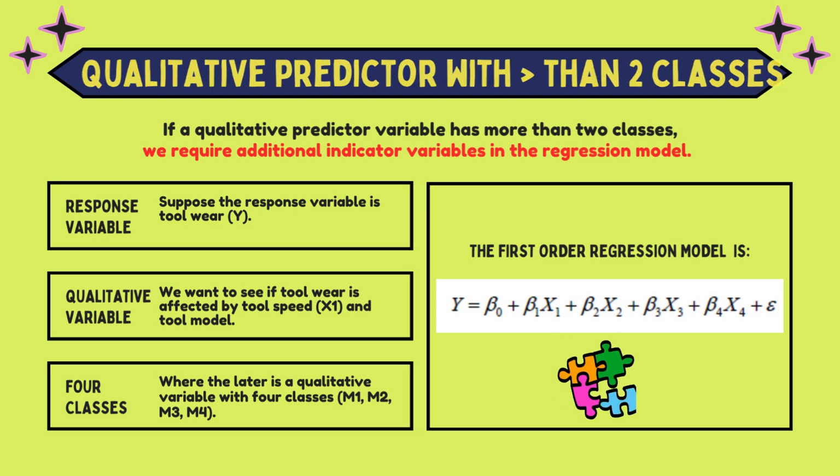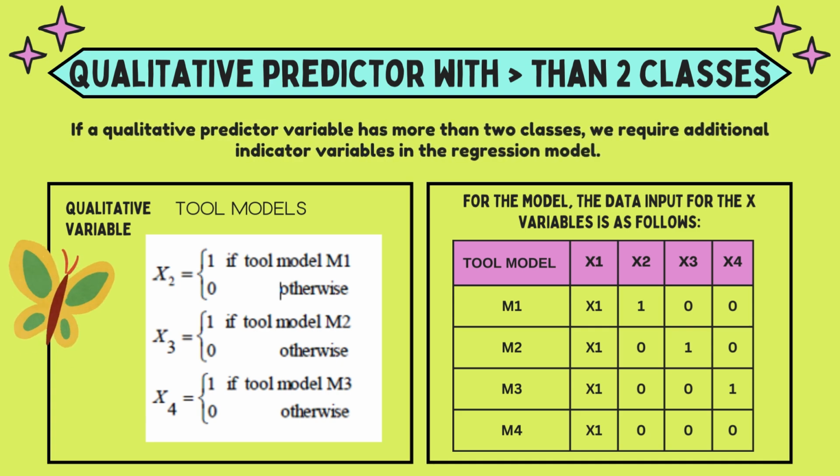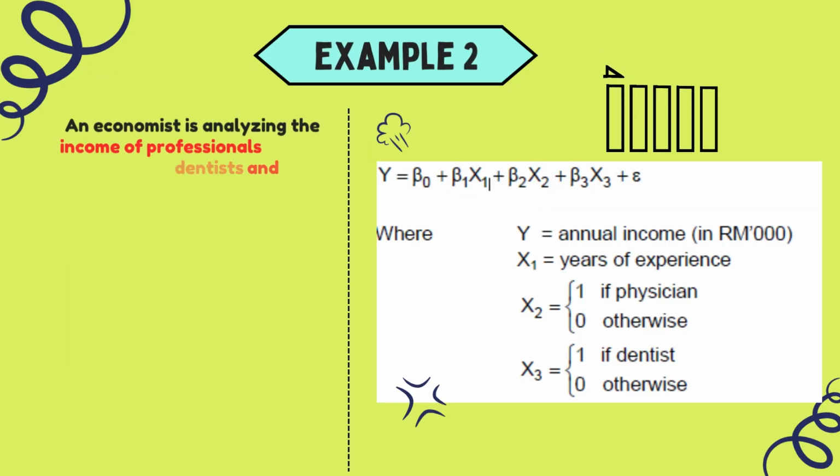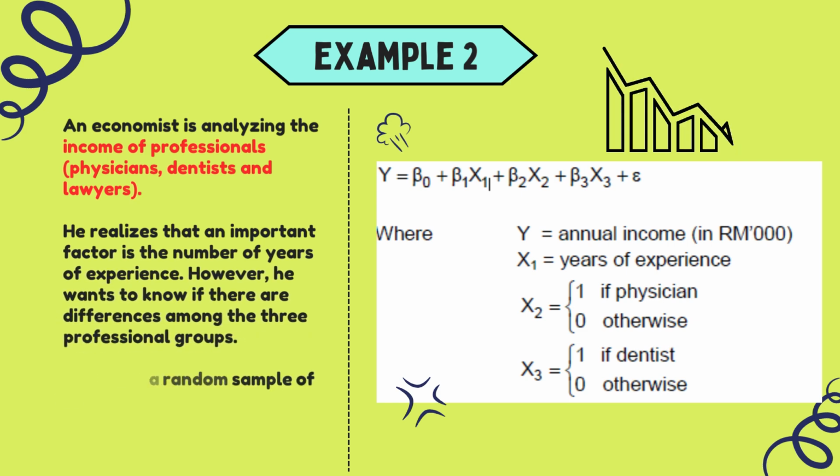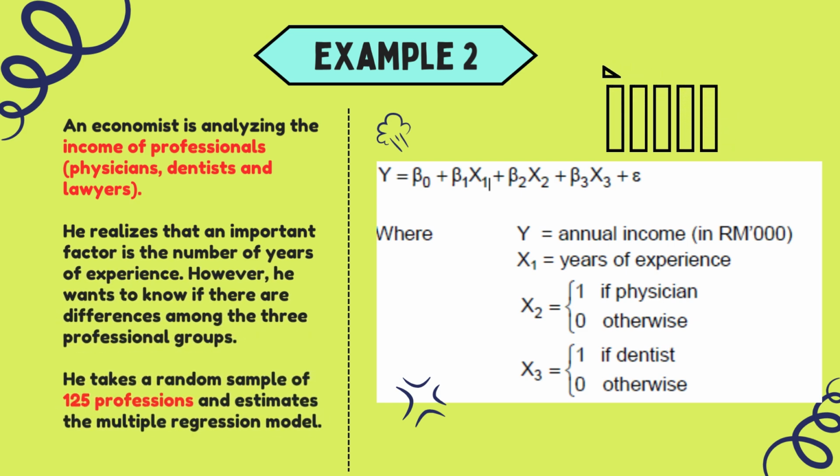Lastly, the application with more than two classes of predictors can be seen in Example 2. An economist is analyzing the income of professionals, physicians, dentists, and lawyers, and the overall general model is as shown. The output from SPSS, the solutions with examples of questions and hypothesis testing procedure, have been shown as follows.